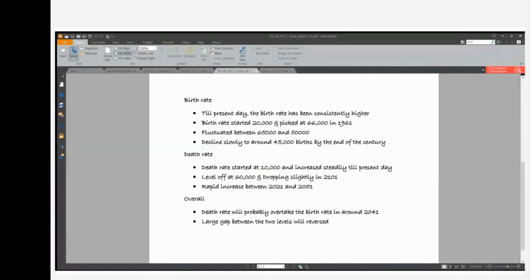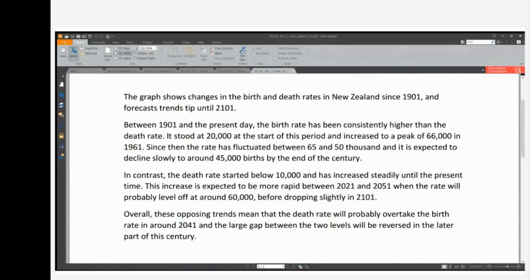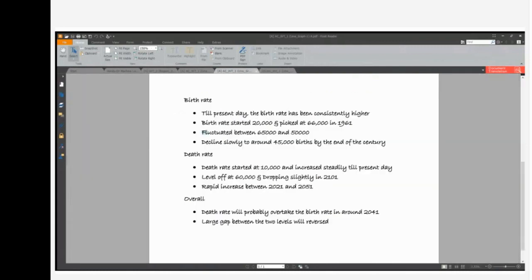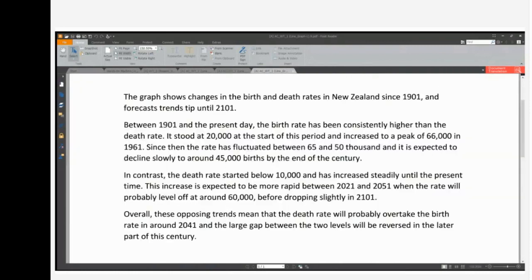That was the second line. The next line is fluctuation, and the fourth one is decline slowly. So we need to incorporate these two lines into our answer also. Since then, the rate has fluctuated between 65 and 50,000 and it is expected to decline slowly to around 45,000 births by the end of the century. So now we have used a complex sentence to include these two sentences together. So you need to make sure that you are using large complex sentences in your answer, which will increase your score in the grammar range and accuracy part of your writing.